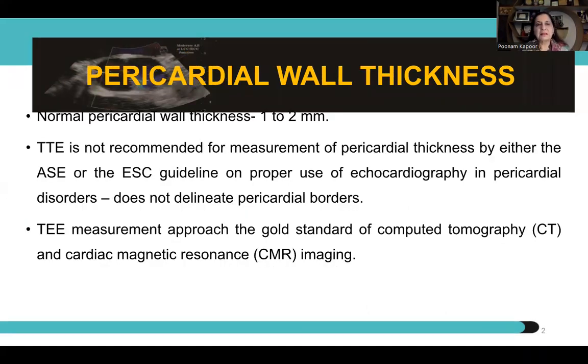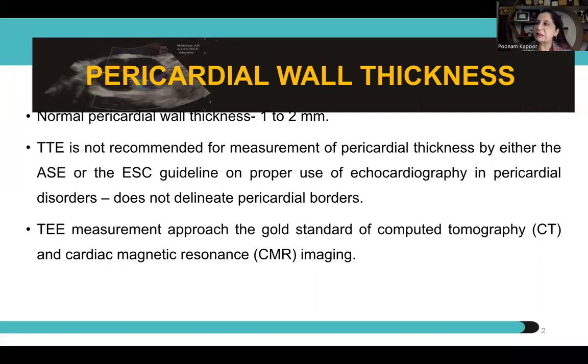I'll begin by saying that the normal pericardial wall thickness is just about 1 to 2 millimeters, and transthoracic echo is normally not the recommended measurement for pericardial thickness. The gold standard is CT or MRI. But according to the American and the European guidelines today, delineating the pericardial borders using a transthoracic echo or a transesophageal echo is something that is a boon in the hands of the echocardiographers.